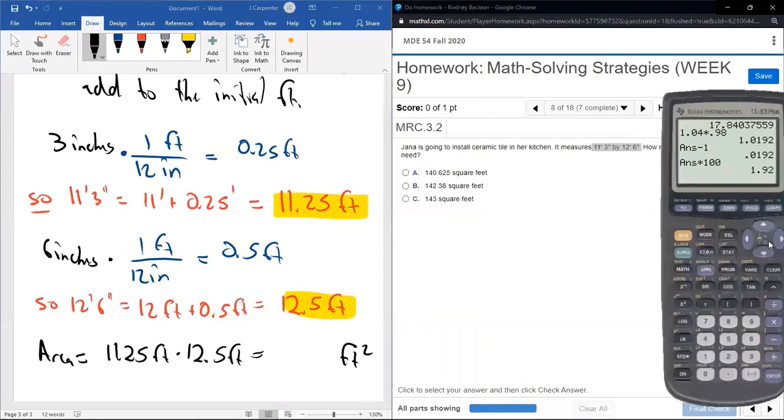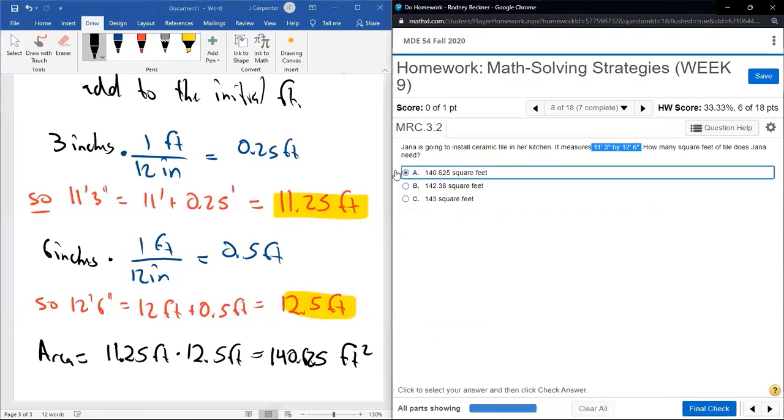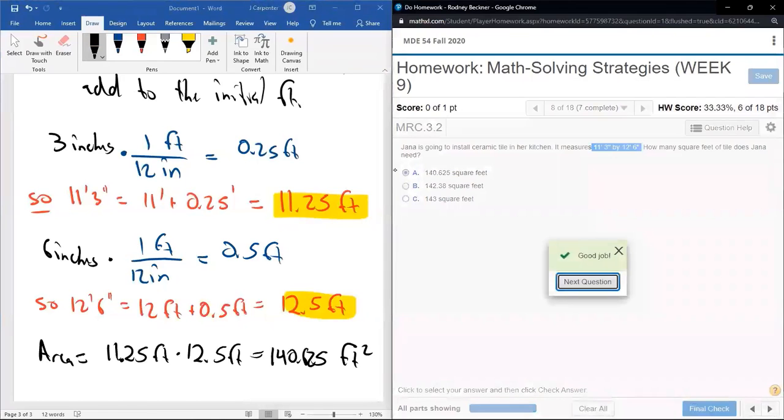And then we just got to do 11.25. There is a decimal in there, even though it's kind of hidden. There we go. So 11.25 times 12.5. We get 140.625. The fact that I see that as an answer is a good sign. Square feet.